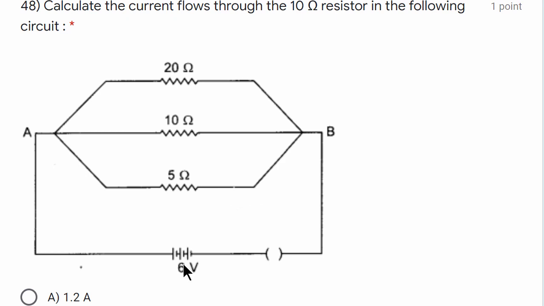So in this diagram there is a 6 volt potential difference, and that is applied through 3 resistors which are connected in parallel, which means the potential difference across all 3 resistors will be the same. So everything has 6 volts.